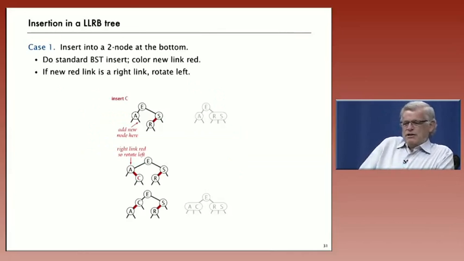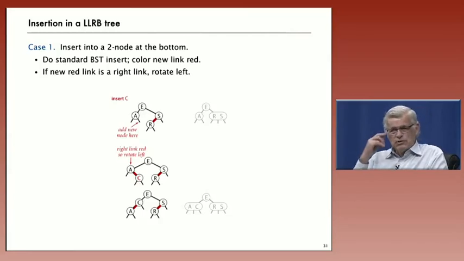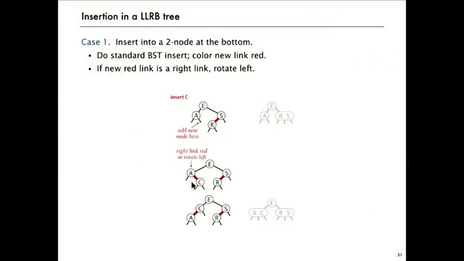And that one generalizes to help us insert into a 2 node at the bottom. So we do the standard BST insert, color the new link red, and then if that new 3 node happens to lean right, rotate it to the left. That's the case that we just did.